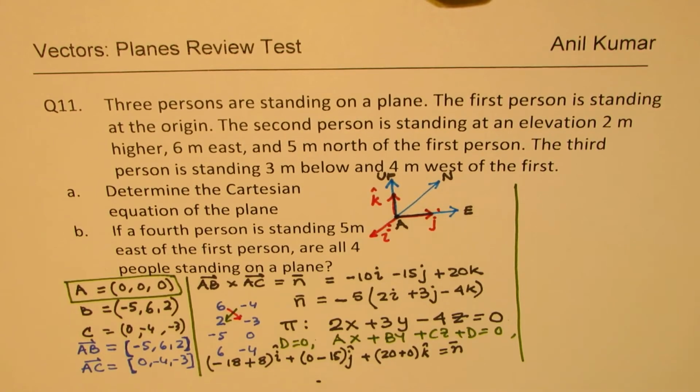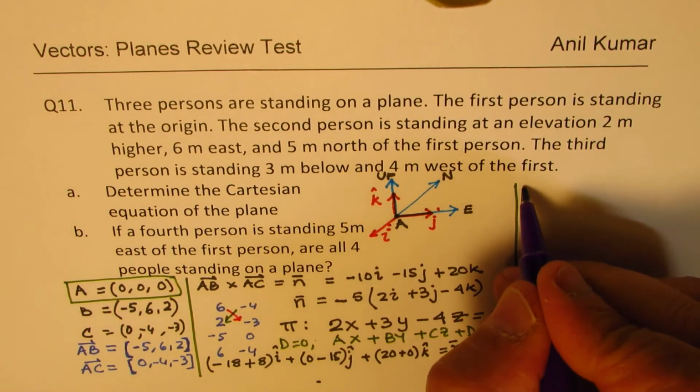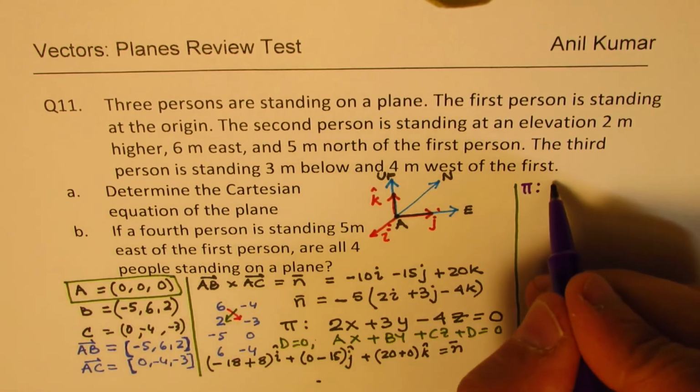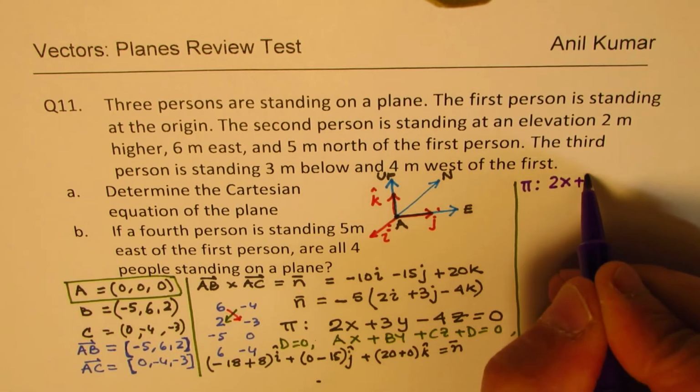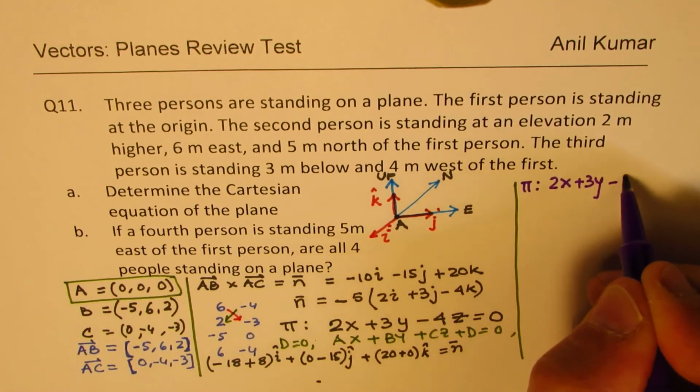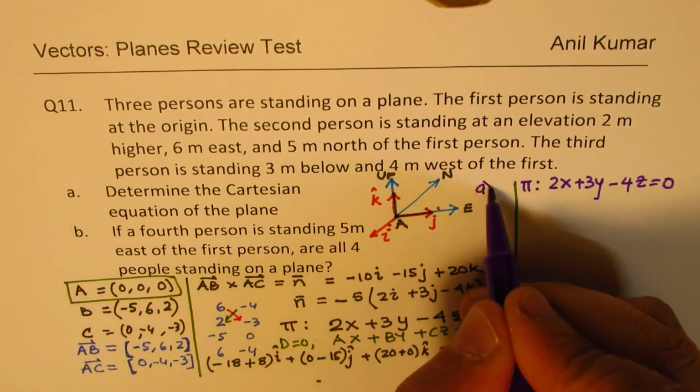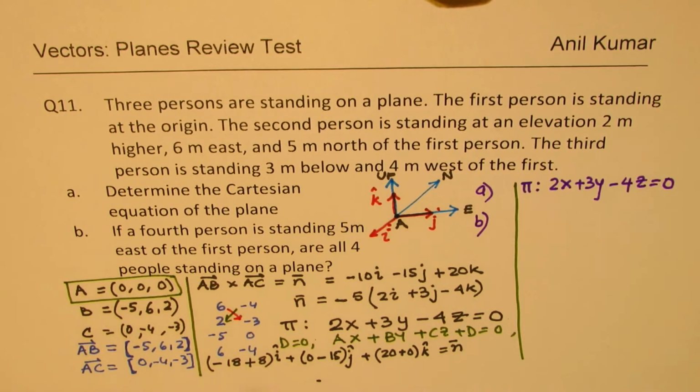So let me rewrite the answer for that. So the answer for the scalar equation is 2x plus 3y minus 4z equals to 0. Right? So that is our part A. Now let's do part B.